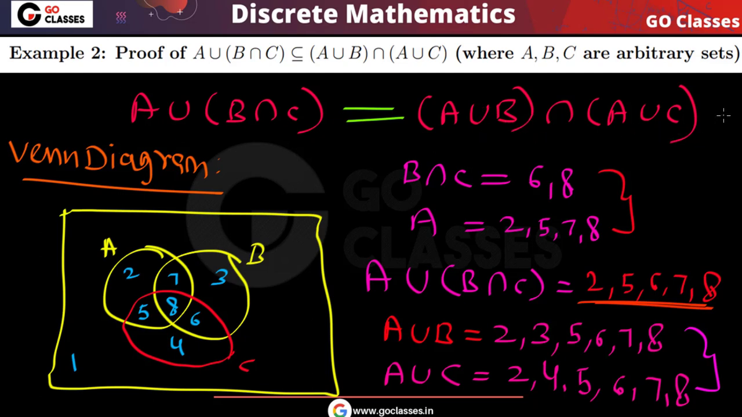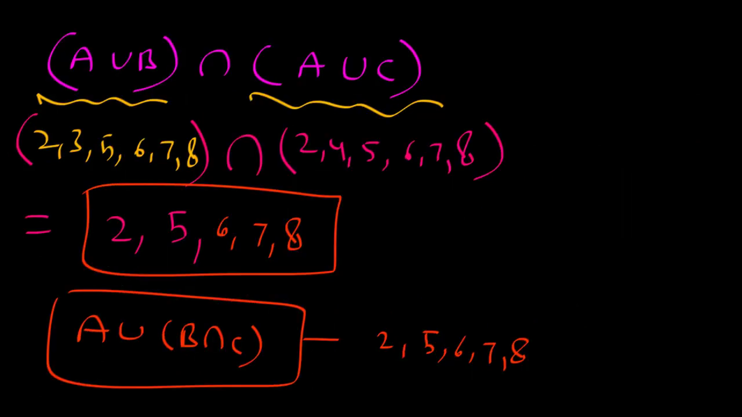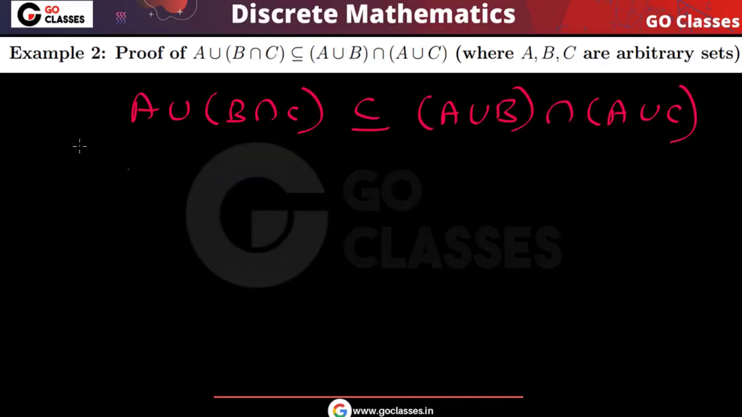This is known as the distributive property. After some time I will tell you that this is basically the distributive property. We can distribute the union over intersection. This is the distributive property, but using a Venn diagram you can prove it very simply. Let's see another method, method 2.